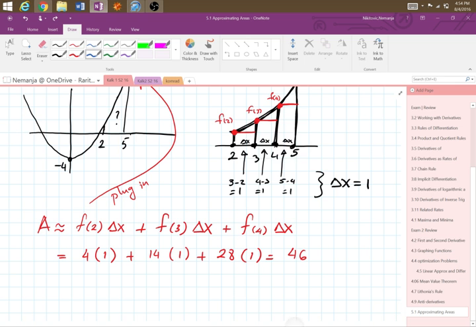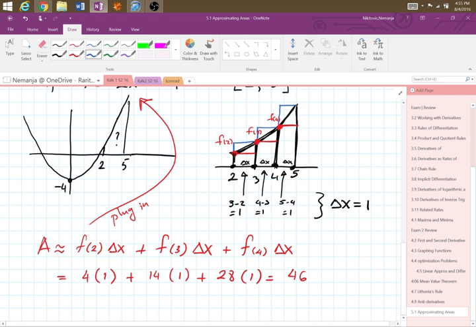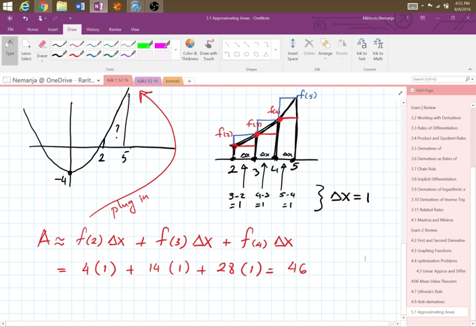Now we're going to take a look at the right-hand side, and the right-hand side is going to have these blue rectangles like this. So now you can see that the blue ones are going to overshoot, and we will be computing values on the other side. So now let's approximate the area using the right-hand sums.